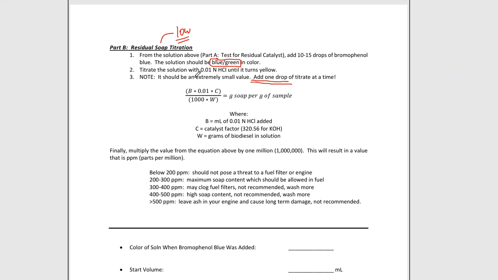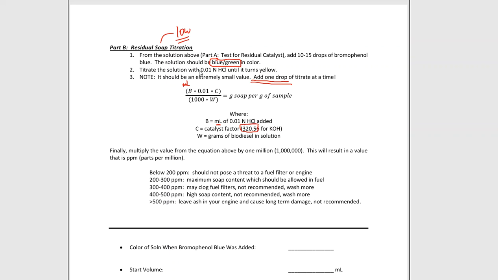All right. It gives you an equation. The equation's kind of laid out here for you. B is going to represent the milliliters of the hydrochloric acid that you added. So straight up mils from the burette. 0.01, of course, is the concentration of the HCl that you have used. The C value is the catalyst factor. And because we've used KOH, we're going to use 320.56 for that number. So that is a constant. We're going to plug that number into that location, and that's what we're after.